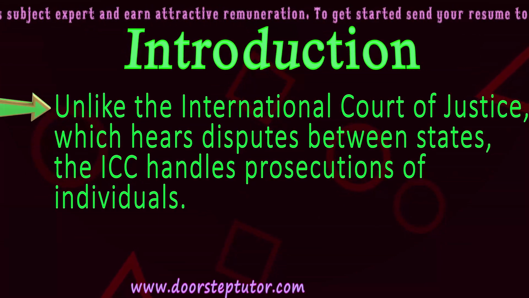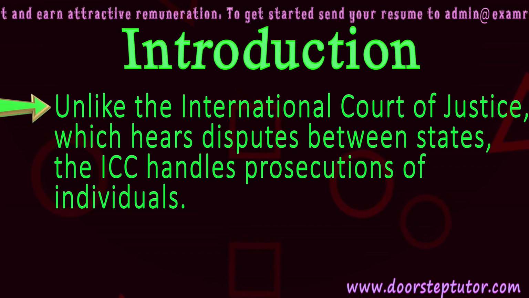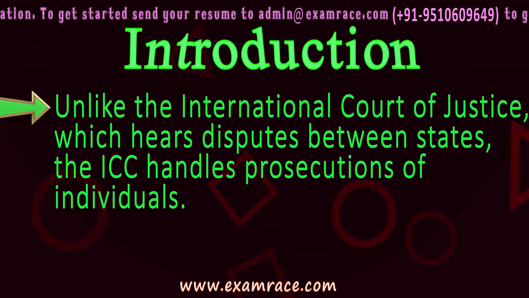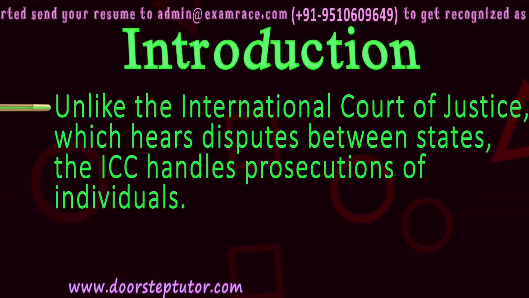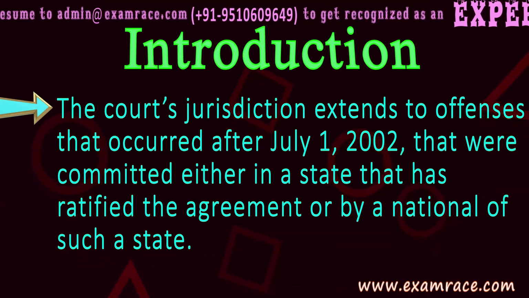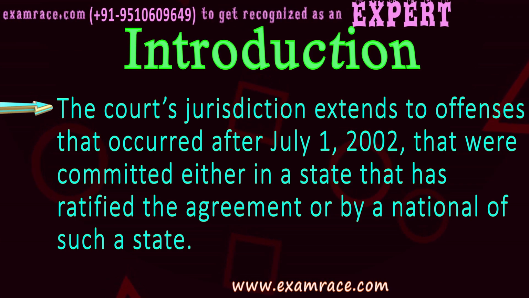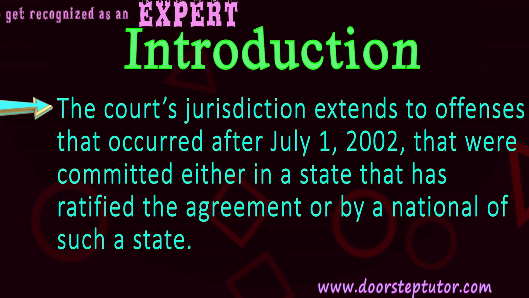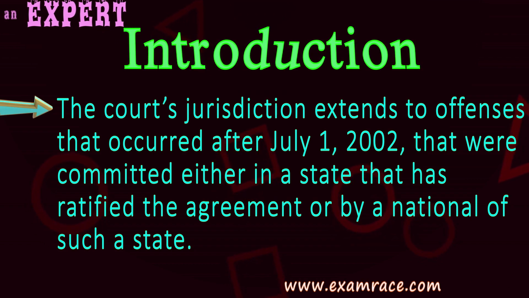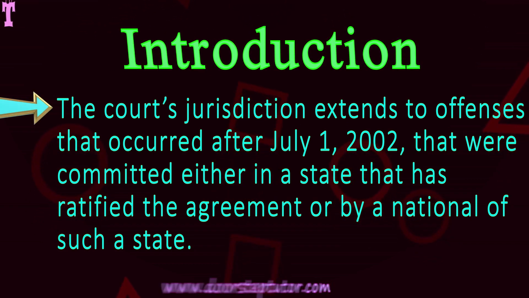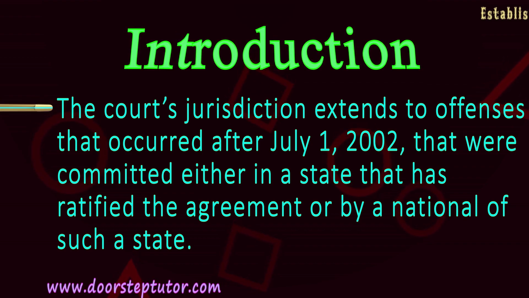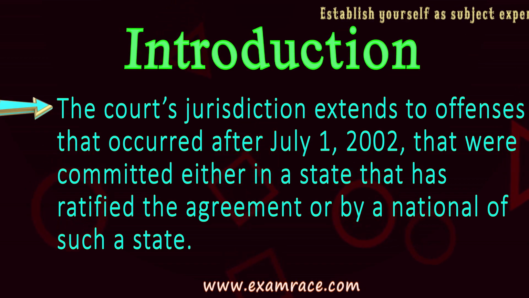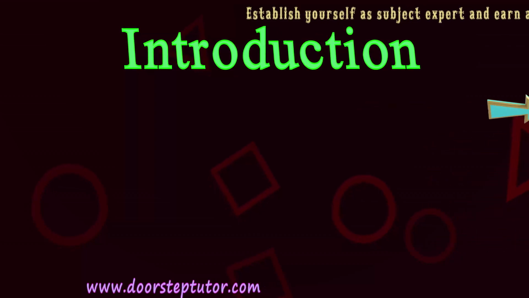Unlike the International Court of Justice, which hears disputes between states, the International Criminal Court handles prosecutions of individuals. It extends its jurisdiction to offenses that occurred after July 1, 2002, which is the establishment year of the International Criminal Court. The offenses must have been committed either in a state or states that have ratified the agreement, or by a national of such a state. This is the requirement.